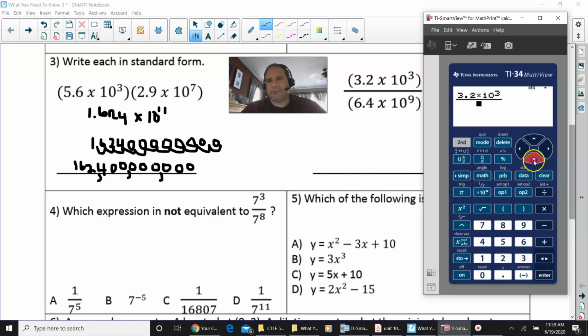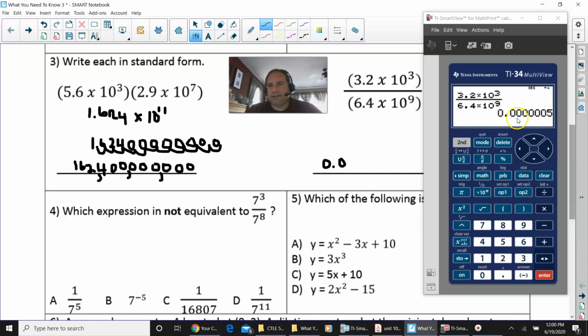And then press down for the denominator. 6.4 times 10 to the 9th. Enter. And it gave you the number in standard form, which is really helpful.